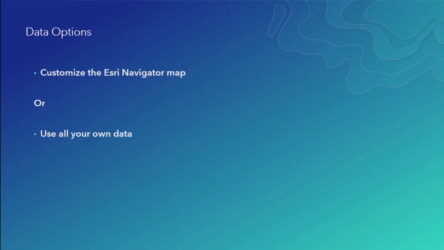We had said that you can customize the Esri Navigator map, or you can bring all your own data. It might not be the case where you have a complete base map, or you have a network data set, but maybe you do want to do the searching component and put your operational layers on top of that. In that case, you can do the hybrid, right? Customize the Esri Navigator map. Kind of up to you which approach you take.